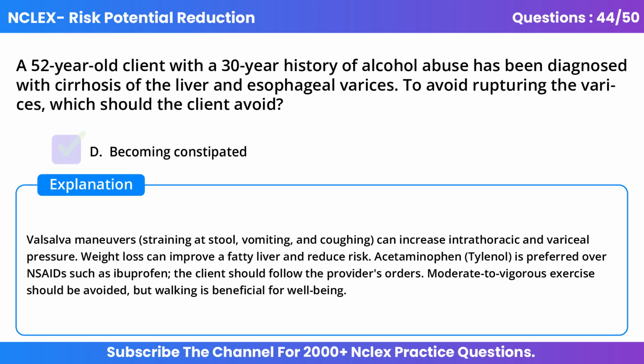Valsalva maneuvers, straining at stool, vomiting, and coughing can increase intrathoracic and variceal pressure. Weight loss can improve a fatty liver and reduce risk. Acetaminophen, Tylenol, is preferred over NSAIDs such as ibuprofen. The client should follow the provider's orders. Moderate to vigorous exercise should be avoided, but walking is beneficial for well-being.